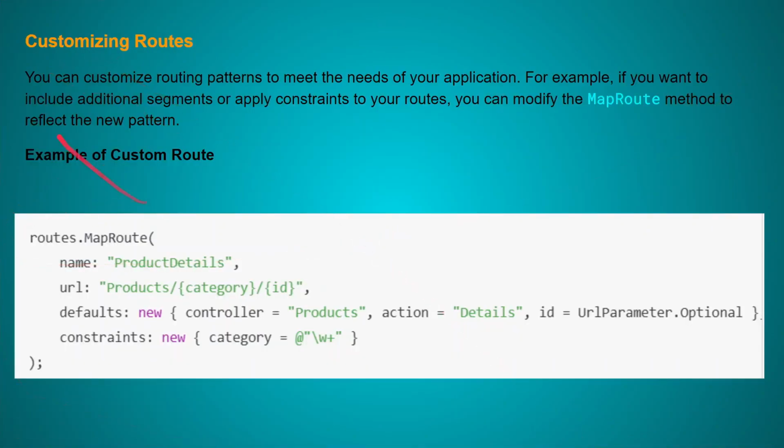Customizing routes. You can customize route patterns to meet the needs of your application. For example, if you want to include additional segments or apply constraints to your routes, you can modify the MapRoute method to reflect the new pattern. Example of custom route. Previously the default one was different, now we have created our own custom one. Previously it was home controller, now we have changed it to products, action is the details action method, ID is a URL parameter, optional. Constraints, new category, we have given, this is a constraint.